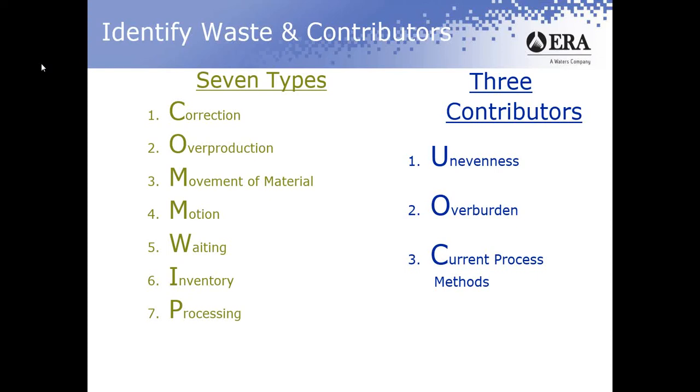I'm not going to go into real deep detail, but the 3 contributors to waste are unevenness. What unevenness means is I got more supply coming in than what I can produce. So it's uneven. So you're really looking at your process and saying, do I have bottlenecks? Am I sitting and waiting on different things? Overburden is, I'm beyond my capacity. And how do I deal with that? And then also your current process methods. They're a contributor to these 7 types of different wastes.